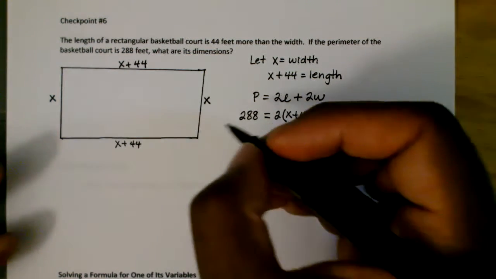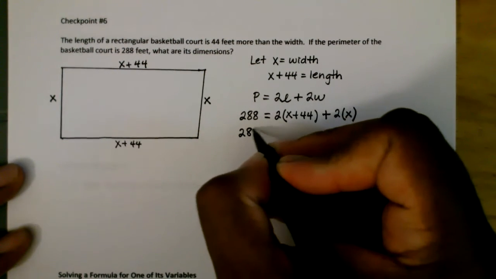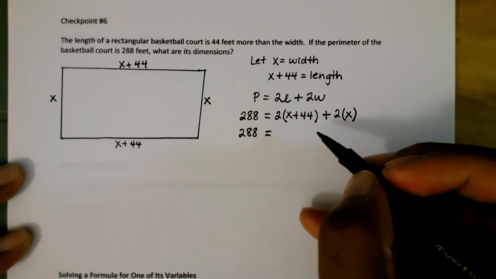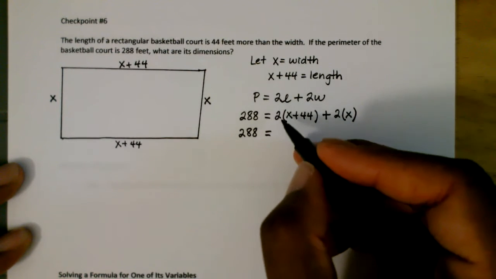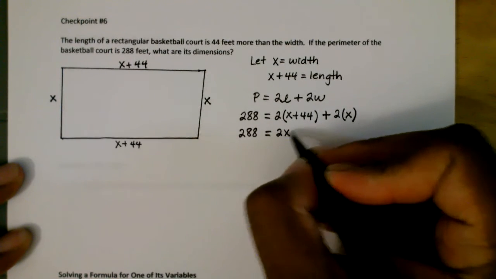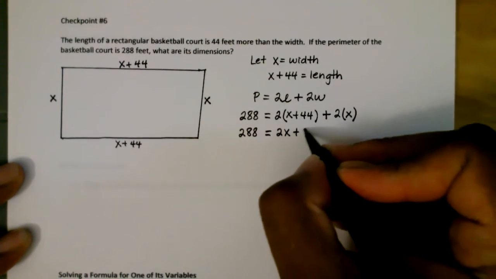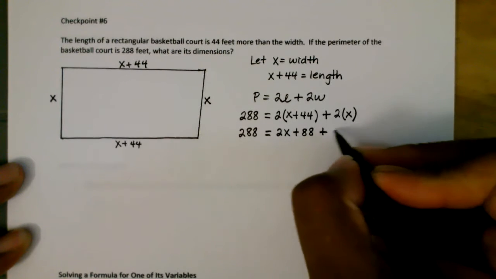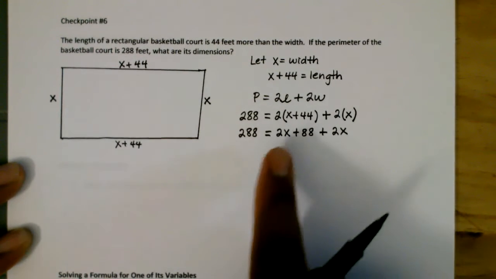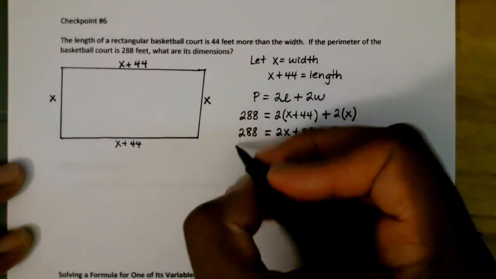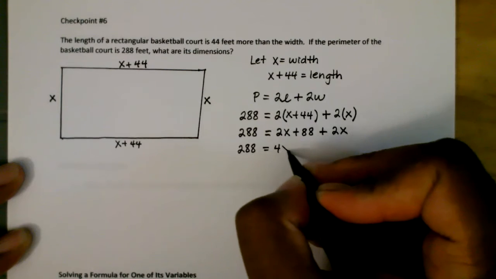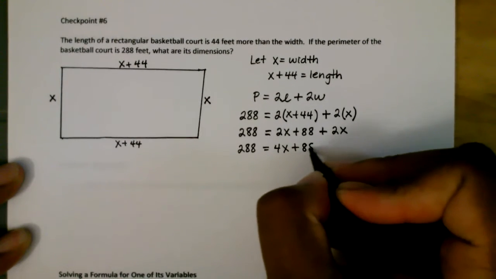So in this case here, let's do the distributive property by removing the parentheses and combining like terms if we can. So if I do 2 times x, that's 2x, plus 2 times 44, that's 88. And then 2 times x, that's just 2x. Combine like terms, 2x plus 2x is 4x. So I have 288 is equal to 4x plus 88.